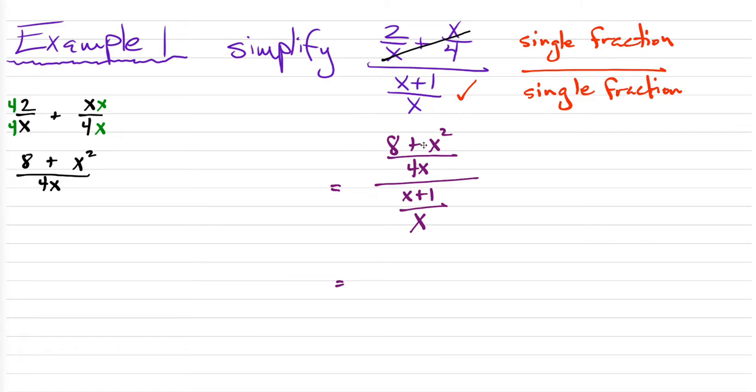Okay, so we're going to keep the top. I mean, everything you said was good, though. So this just shows it a little different. So keep the top fraction the same, change it to multiplication, and then either flip or change, whatever you want to call it, the second one.